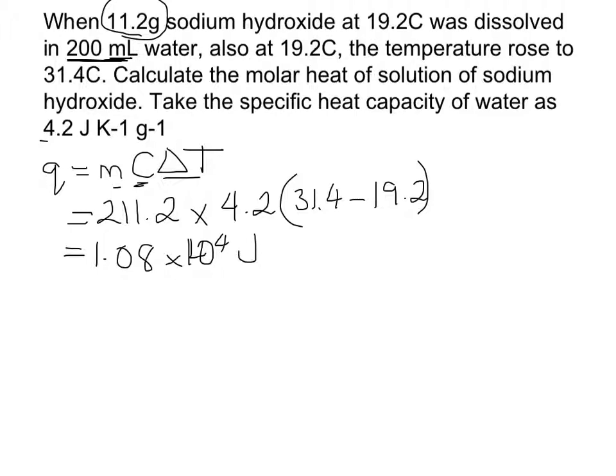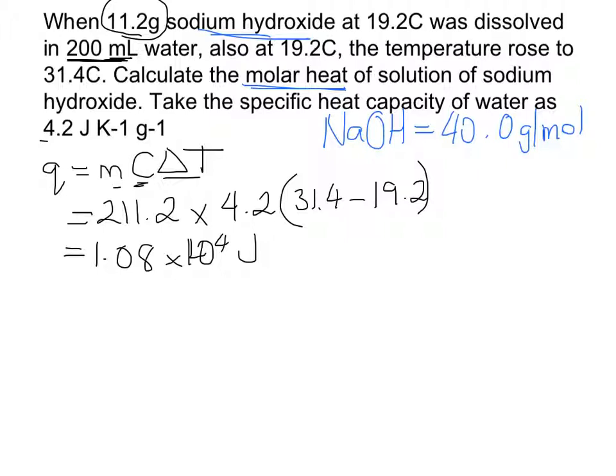Now that we've calculated the heat released, we need to go back and look at the question. The question's asking us to calculate the molar heat of solution. So we've only added 11.2 grams, and we need to find out how much 1 mole is. So what's 1 mole of sodium hydroxide? We need to find out what our molar mass is. I'm not going to go into molar mass because I'm assuming by now you know how to calculate that. So I'm just going to quickly write it up over here. Sodium hydroxide has a total molar mass of 40.0 grams per mole.